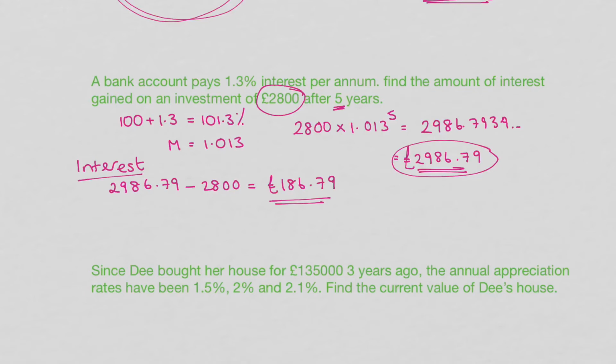Okay, so read the question carefully. If it wants the amount in the account, you're just working out the percentage and then doing this little formula. If you want the amount that's been added or lost, then you need to do a subtraction.